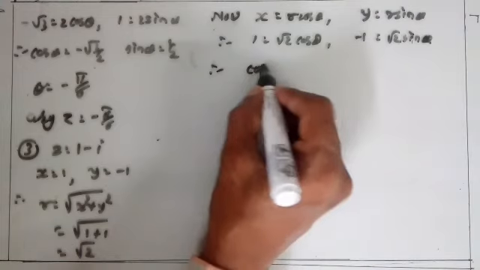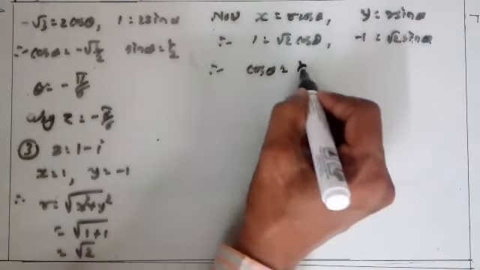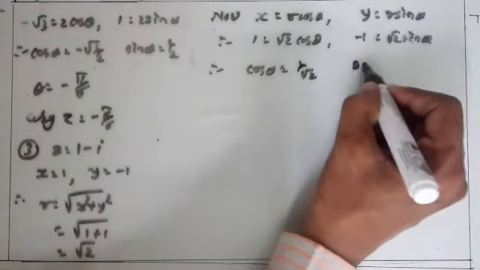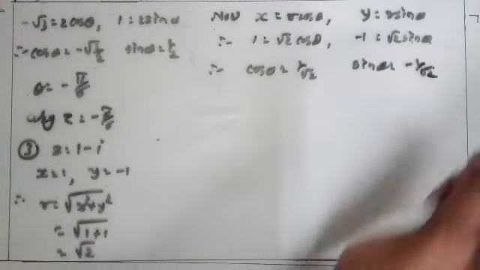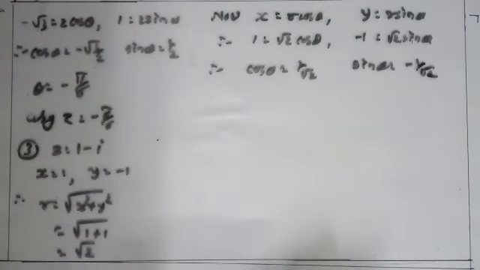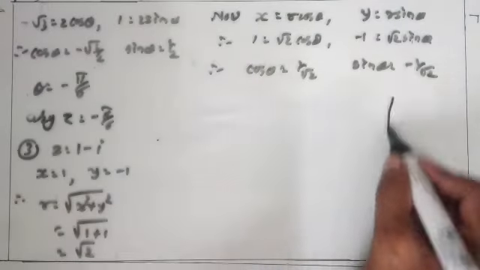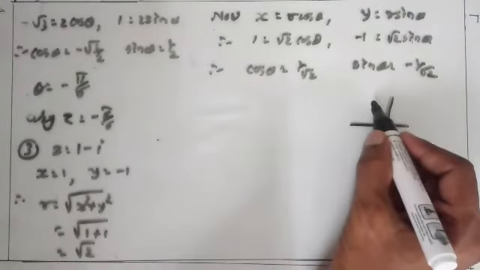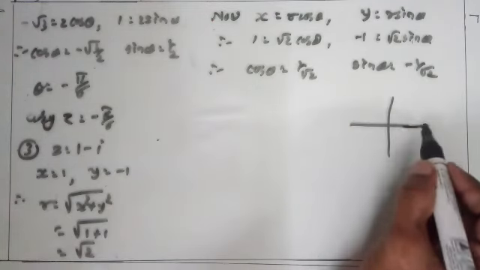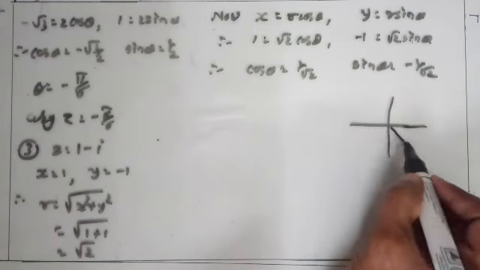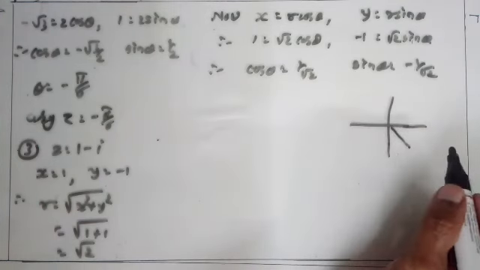Therefore cos theta is equal to 1 upon root 2, sin theta is equal to minus 1 upon root 2. Clear this? Now from cos and sin, get the value of theta. Here cos is positive, sin is negative. Think in which quadrant this happens. Cos positive, sin negative happens only in the fourth quadrant.